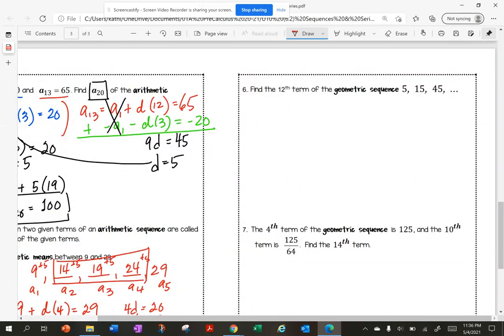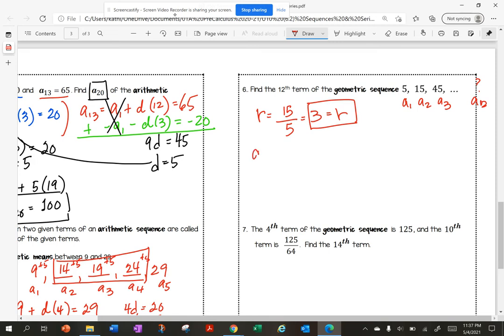Let's find the 12th term of the geometric sequence. So here's the first term, second term, third term. I want to know what's the 12th term. Okay, so I'm going to find the common ratio. So I'm going to take 15 and divide it by the previous term 5. So I get 3 is my common ratio.